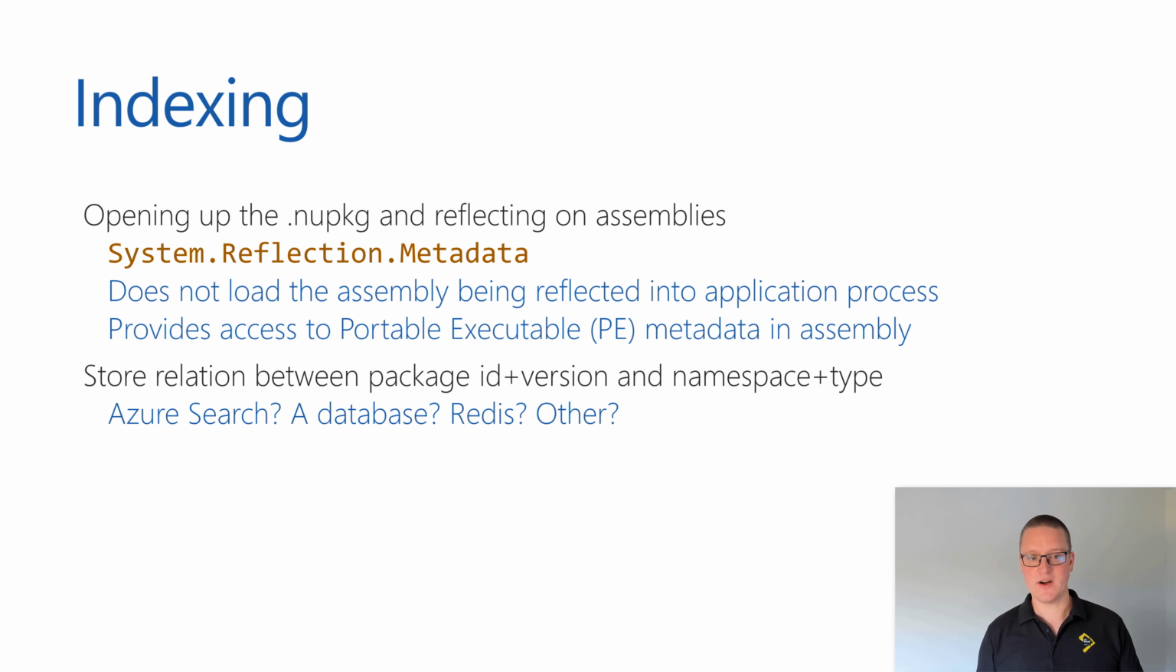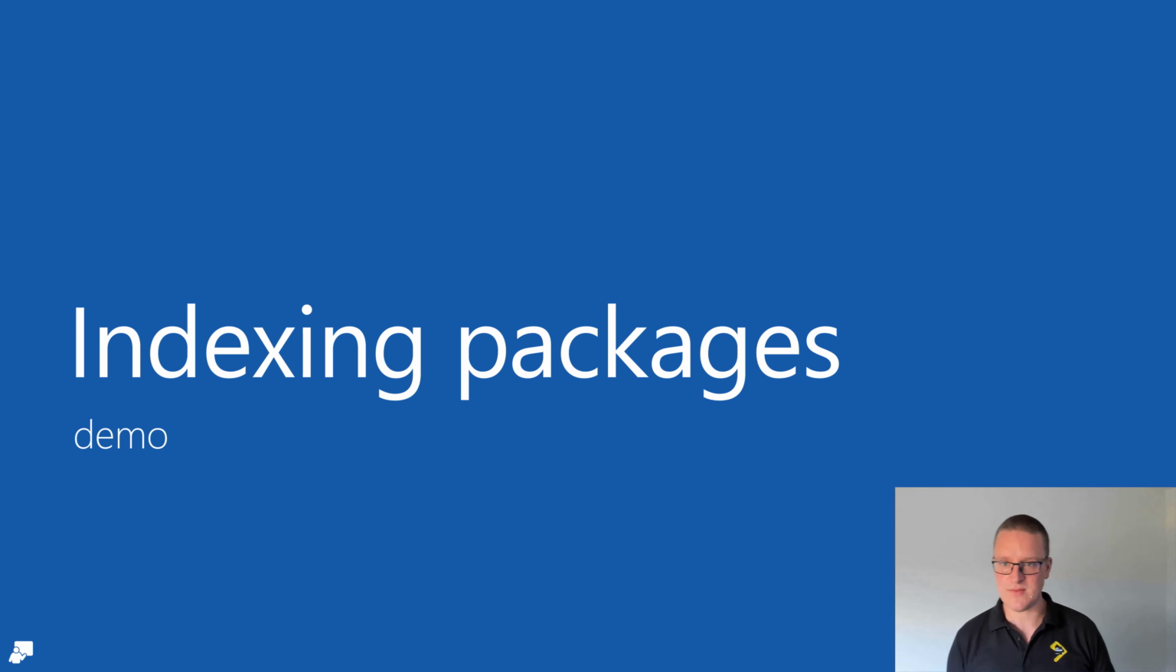Next thing we are going to do after cracking open that package and reading all of the assemblies in there is store the relation between the package ID and the version plus the public namespace and public type, and we are going to do that in Azure Search. Could be a database, could be Redis, could be whatever data store you want. But in this case, since we'll be searching, we are going to make use of Azure Search there. Right, let's index our packages.